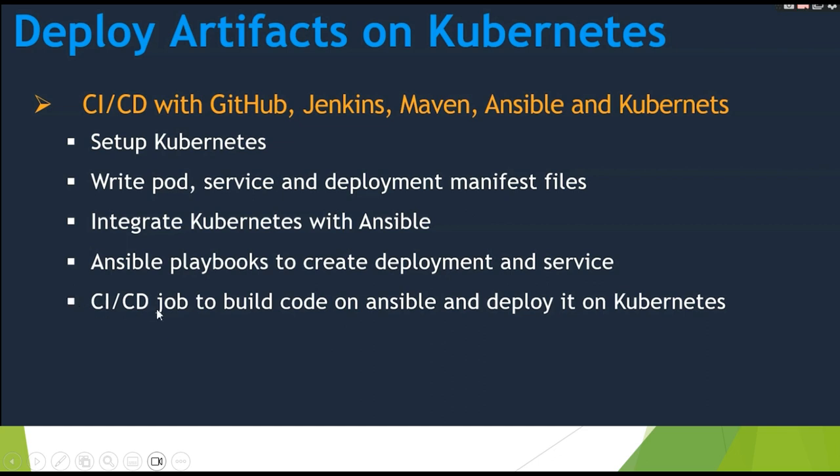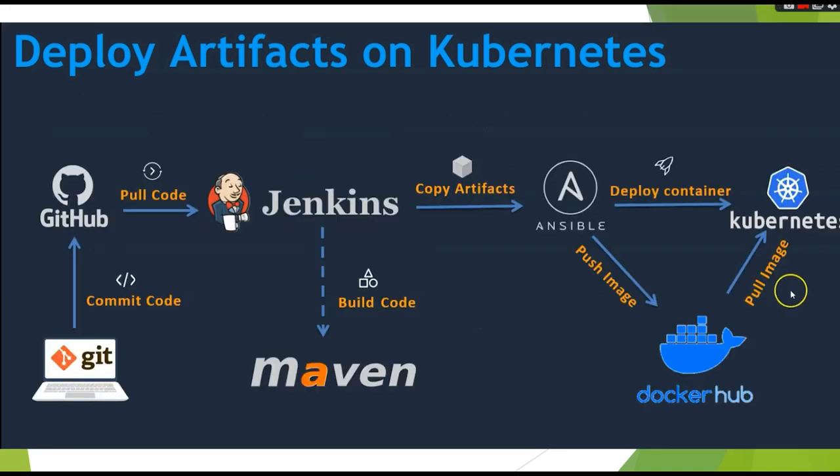So the next is a CI/CD job to build code on Ansible and deploy to Kubernetes. For Kubernetes, we are going to use the cloud provider Google Cloud Platform. The service is GKE, Google Kubernetes Engine. We are going to deploy our application into Google Kubernetes Engine. So this is a workflow. Instead of a Docker container, we are using Kubernetes.